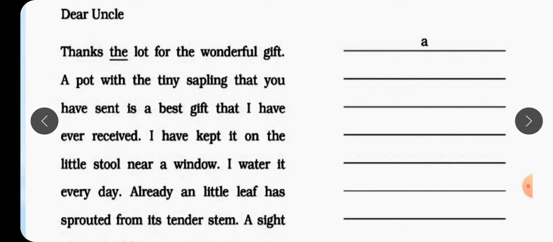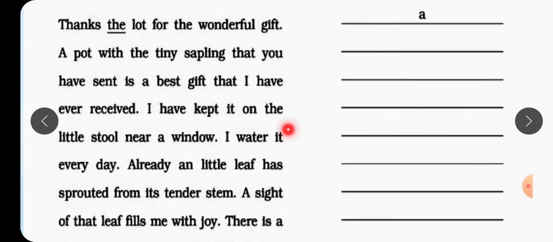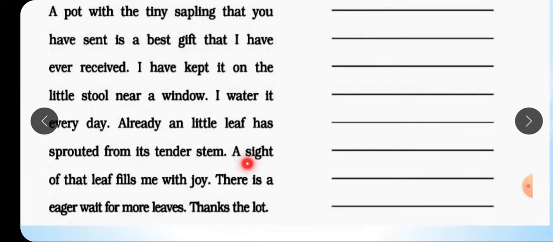I have kept it on the little stool. Okay, underline the word the and write a there. I have kept it on a little stool near the window. I water it is wrong. Write the there. Near the window, I water it every day. Already a little leaf, not an. Already a little leaf has sprouted from its tender stem. And next one is the sight.